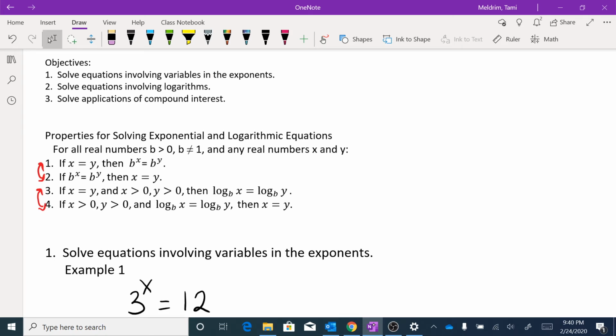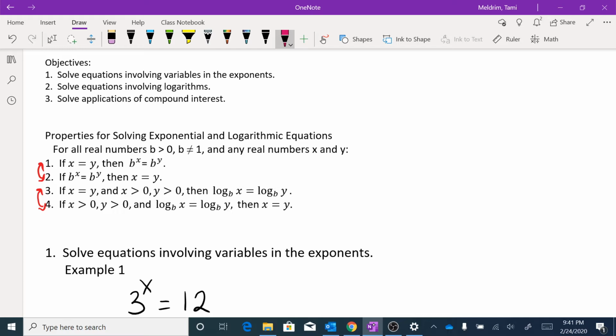And we're familiar with 1 and 2. And actually more 2, but it's the same with 1. If x equals y, then we can say that b to the x power equals b to the y power. Although we're more familiar with 2, which says that b to the x equals b to the y. And if we have the same base, then we can say that their exponents are equal, or x equals y. So 1 and 2 are just the reverse of each other. And so are 3 and 4.